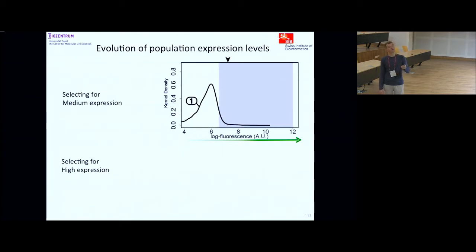After then, the selection said any cell that is in this window will make it through. That's 5% of the population. And after doing mutagenesis, this was the distribution of expression levels we got. So you see, we now already have a hump of genes that are expressing near the right level. So this is after 1 round.